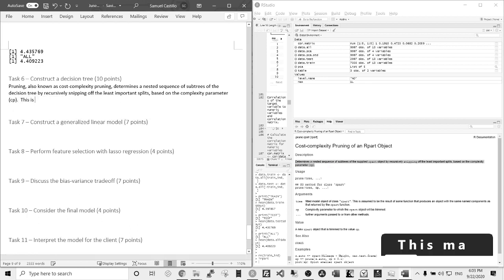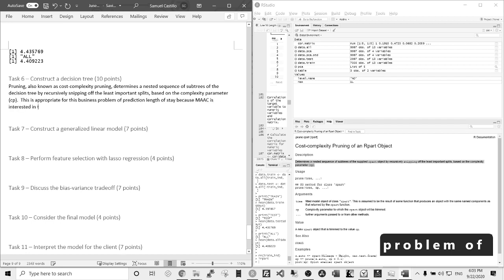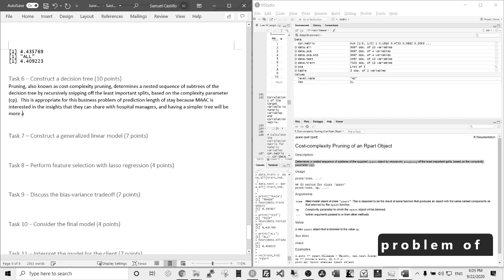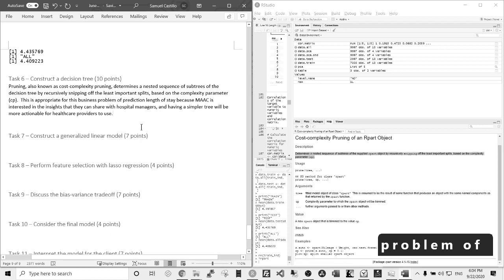This is appropriate for this business problem of predicting length of stay, because Mac is interested in the insights that they can share with hospital managers, and having a simpler tree will be more actionable for healthcare providers to use. You could go into a little bit more detail about what pruning does.